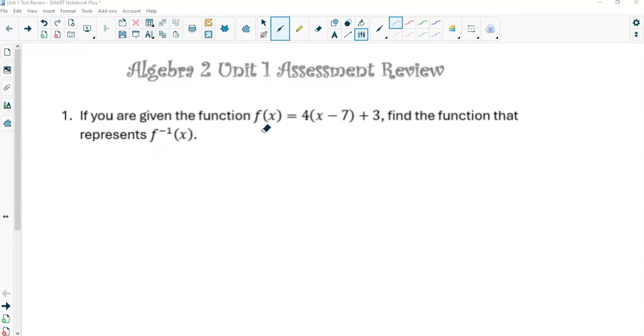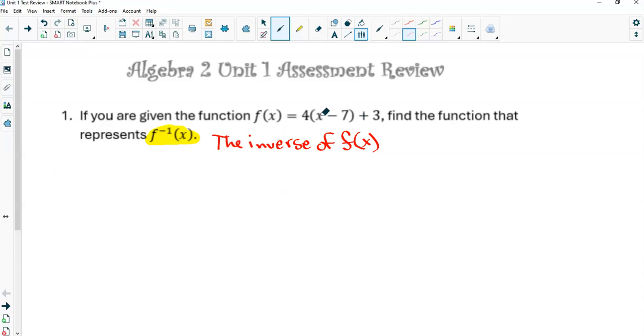If you are given the function f of x equals 4 times the difference of x and 7 plus 3, find the function that represents f inverse of x. This means the inverse of f of x, okay? So practically, you're looking for the inverse of this function.